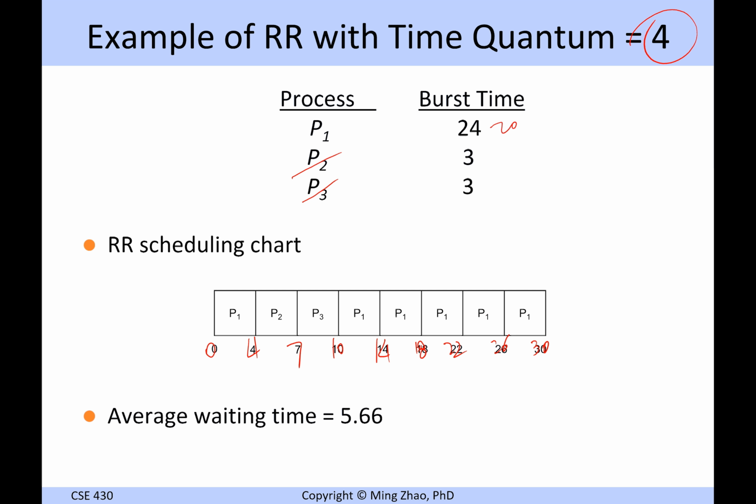So after we finish P3, we still have 20 units of time for P1. So P1 gets executed for 5 another time quantums until it finishes. And then based on this schedule, we compute the average waiting time. We get 5.66.